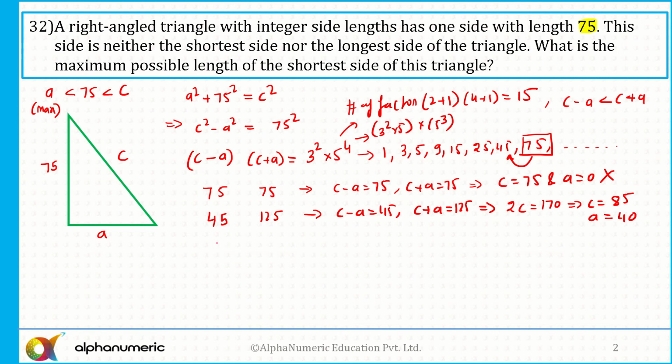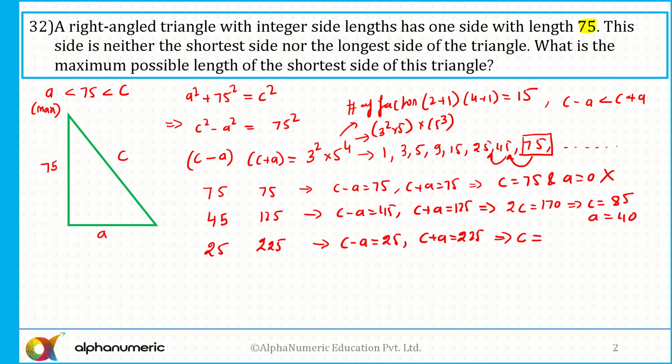Now next, if I decrease further, if I say c minus a, after 45, the next factor is 25. So if this is equal to 25, then 25 into, 25 is 5 square, so 5 square, and that is 225. Alright. Now solve this. Again here, c minus a is equal to 25 and the value of c plus a is equal to 225. Now if you add these two equations and divide by 2, I'll get the value of c. Or simply solve these two equations.